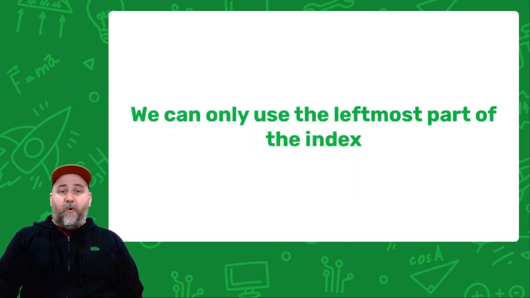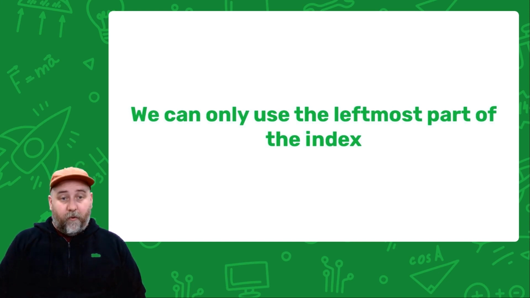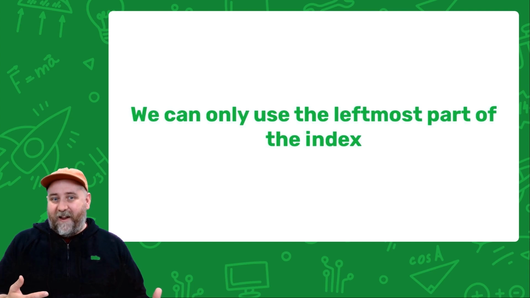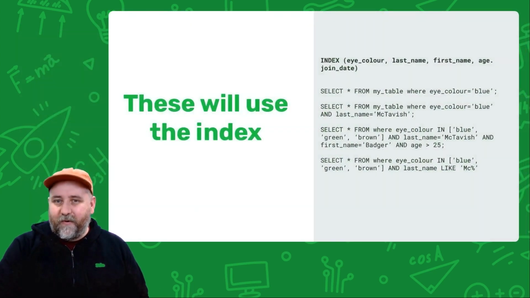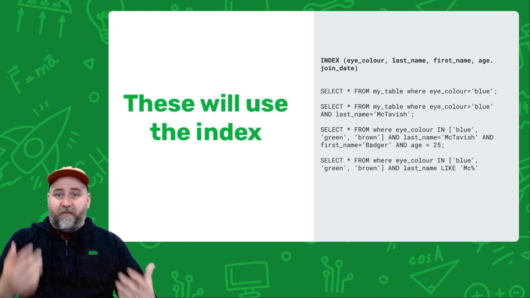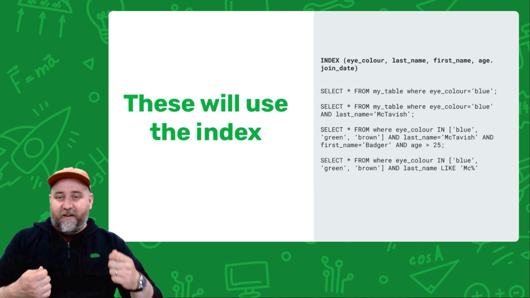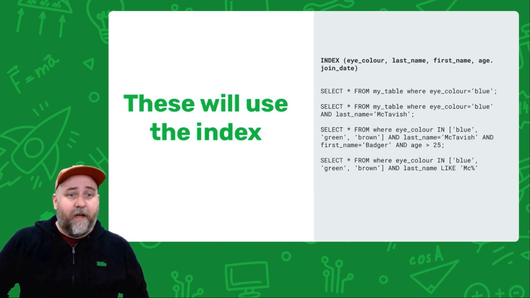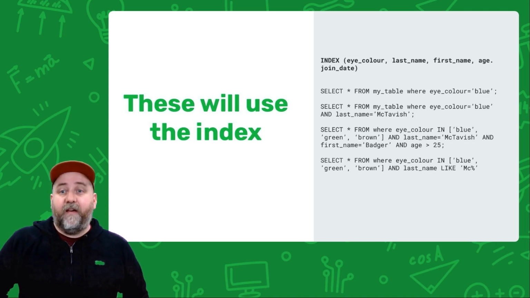And this is a really important one to remember. You should define an index. The order in which you define columns is important because MySQL, in a single index lookup, can only use the leftmost part of your index. So what do I mean by that? Just say we define an index on eye color, last name, first name, age and join date. You can do a search on eye color. You can do a search with conditions on eye color and last name, but you can't do a search on first name alone. That won't use your index.